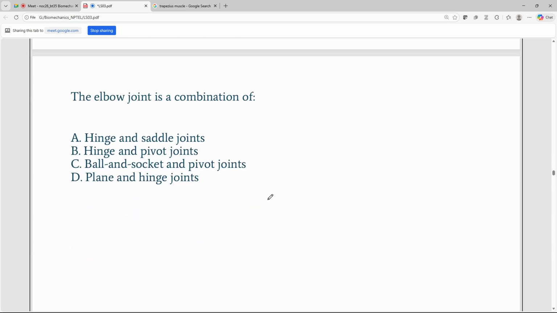Next question. The elbow joint is a combination of, options are A, hinge and saddle joints. Option B, hinge and pivot joints. Option C, ball and socket and pivot joint. Option D, plain and hinge joint. So which category will the elbow joint fall in? Which combination is an elbow joint?